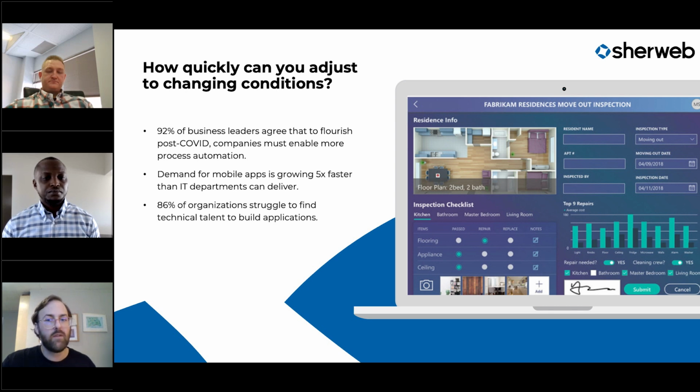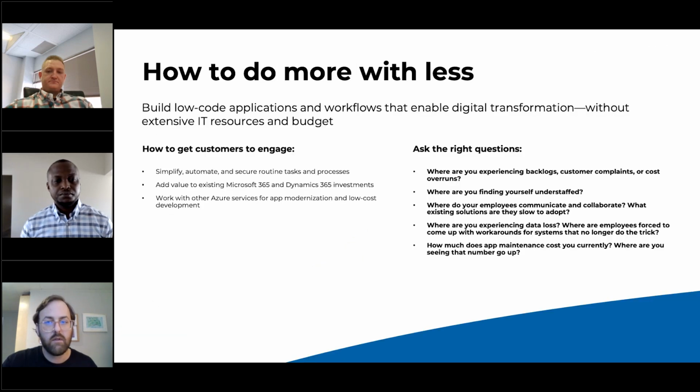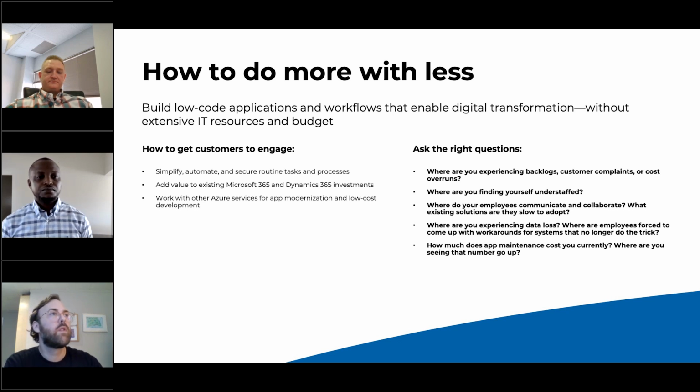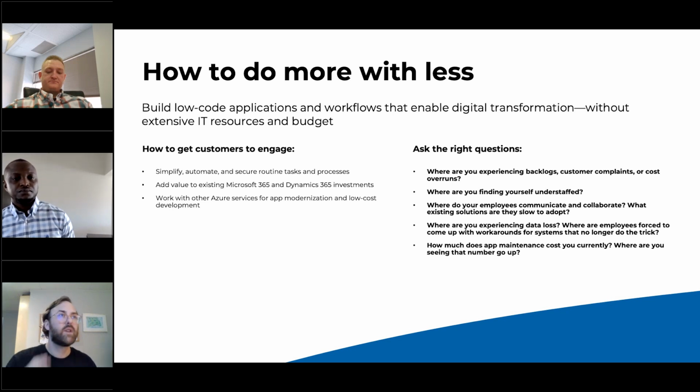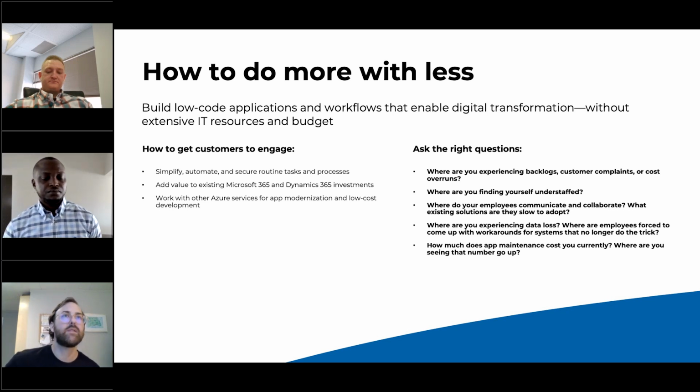So here's a bit of the spiel that I'll give you on the next one here. How to do more with less, right? You're going to hear customers asking about things. They want to simplify, automate, secure routine tasks and processes. So you can ask them questions like, where are you experiencing backlogs? Where are you getting customer complaints? Where are you having cost overruns? Basically, where's the opportunity to improve the way you're doing things today, rather than completely overhaul everything? Let's tweak.